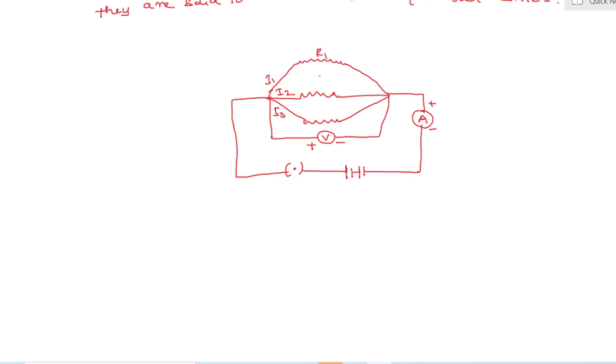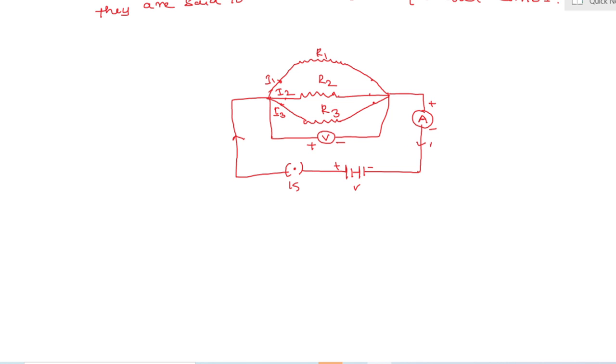R1, R2 and R3, voltmeter, key, potential difference, positive, negative, ammeter. It means here three resistors are connected simultaneously between two points. Connected between what? Two points. They are said to be resistors connected in parallel combination.